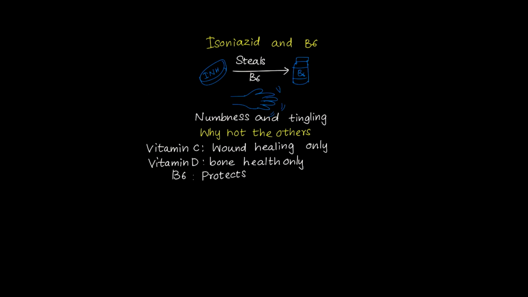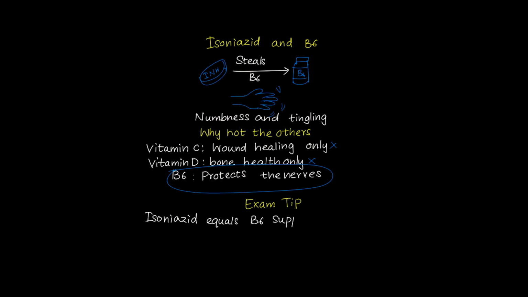Vitamin D supports bone health and calcium balance, which is an unrelated pathway. Vitamin A supports vision and skin cells and can actually become toxic at high doses, so adding it without reason is dangerous. The pairing to memorize is isoniazid plus B6 every time.